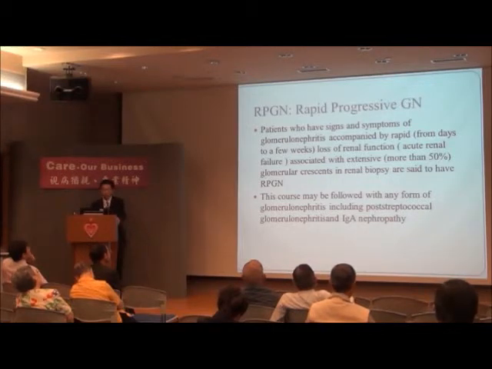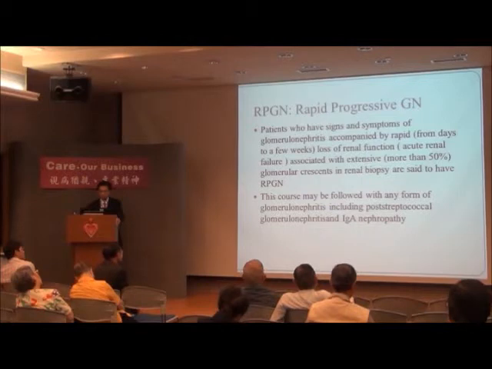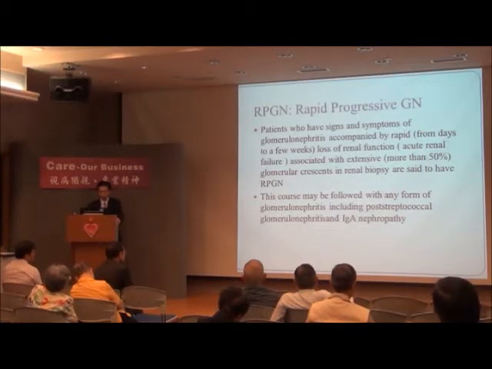Patients who have signs and symptoms of GN accompanied by rapid loss of renal function over days to weeks, and have acute renal failure associated with extensive, more than 50%, glomerular crescents in the renal biopsy, are said to have rapidly progressive GN. This may be caused by any form of glomerulonephritis, including post-streptococcal GN or IgA nephropathy.